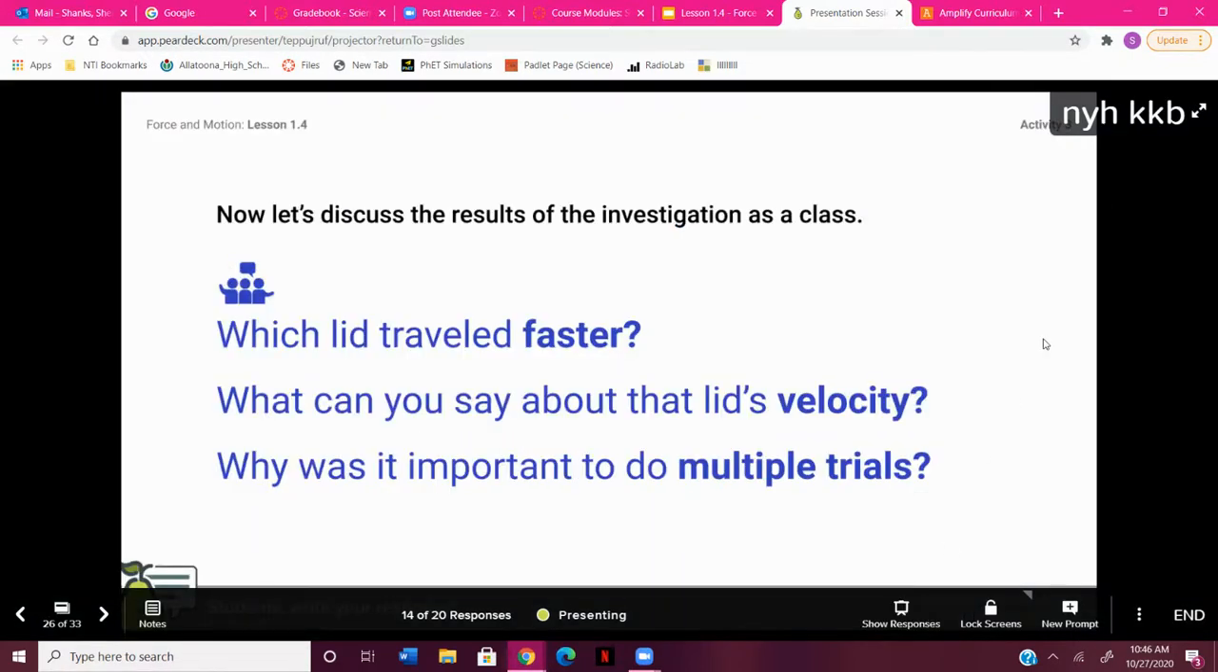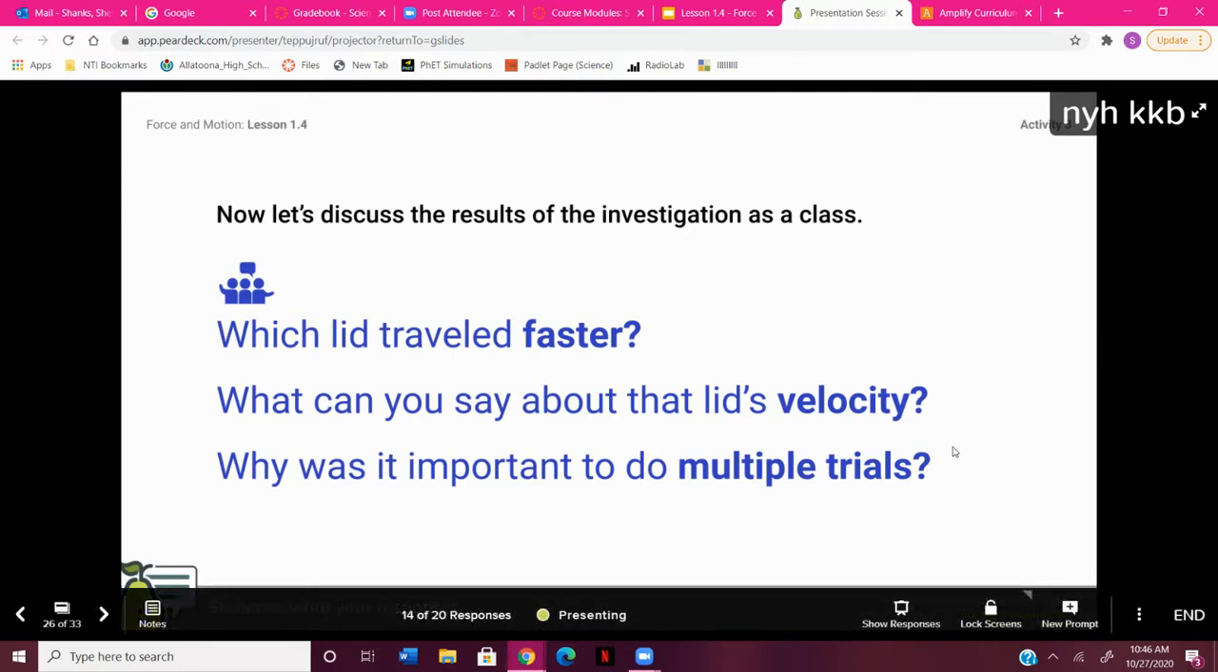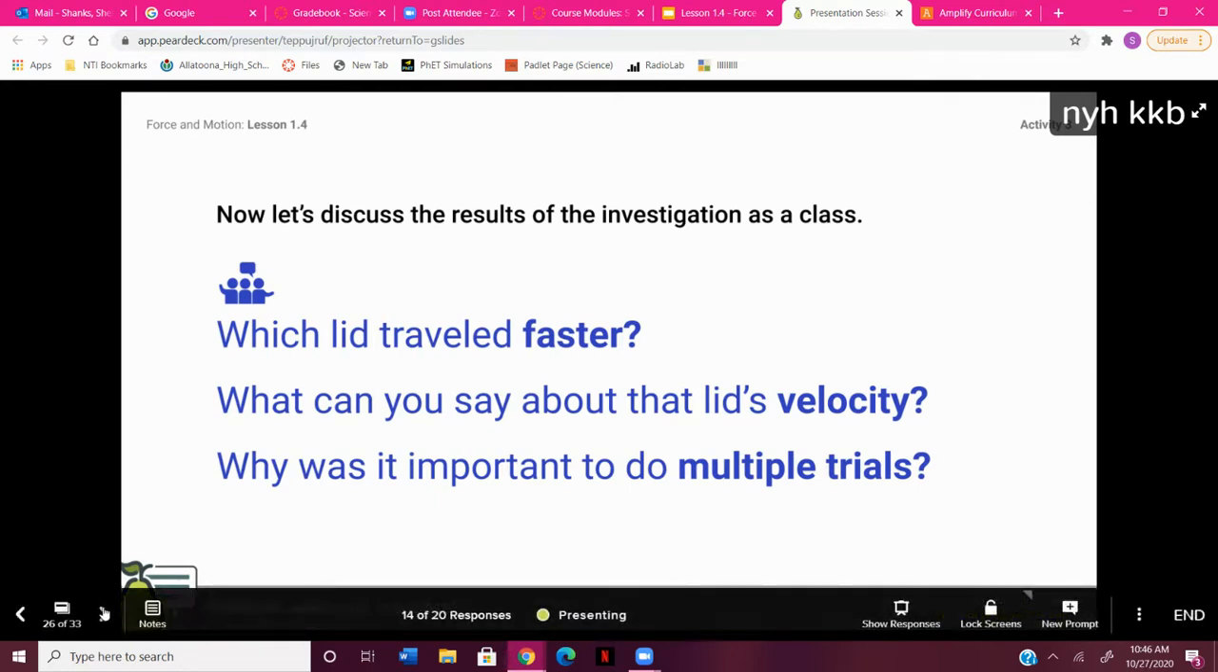All right, so we know that the jar lid with force 3 was faster. What can you say about the lid's velocity? You know that if there is a greater force, then there's going to be a greater velocity. And it's important to do multiple trials so that if we mess up on one trial, we can still do more and get a repeated response.